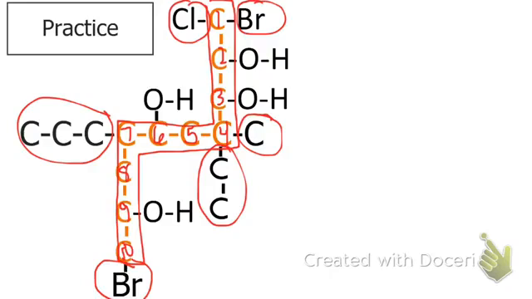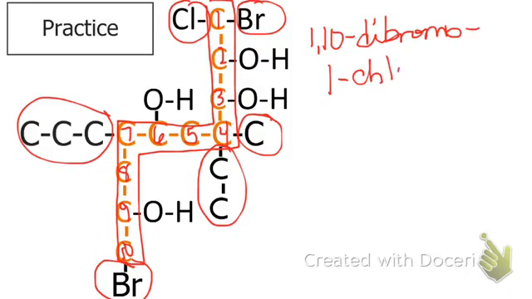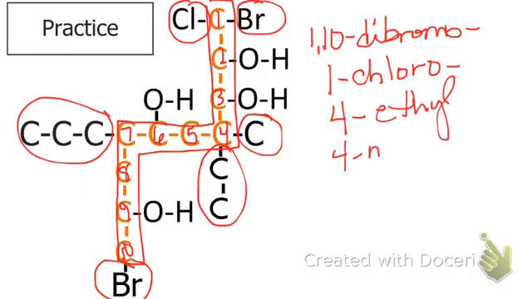So like 1,10 dibromo, right? And then chloro, 1 chloro, and then ethyl, 4 ethyl, methyl, 4 methyl. We'll look at this in a minute. Make sure we have it alphabetically right. 7 propyl.